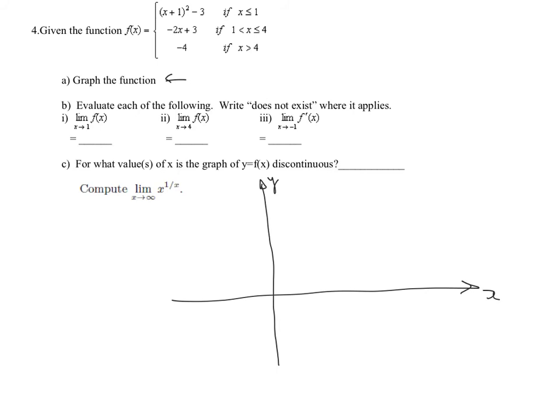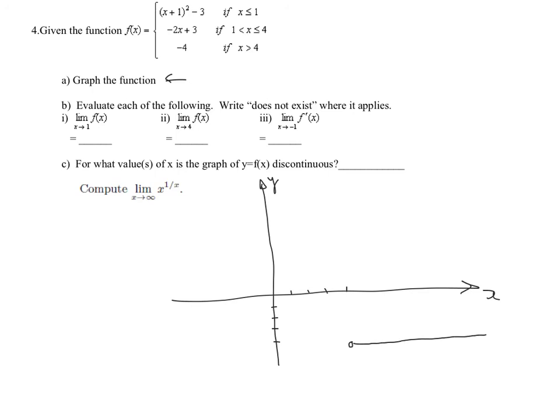First, the easy one, it says that f of x is negative 4 for x greater than or equal to 4. So 1, 2, 3, 4. For x greater than 4 but not including 4, the function is negative 4. So there is a hole here, and this is my function.